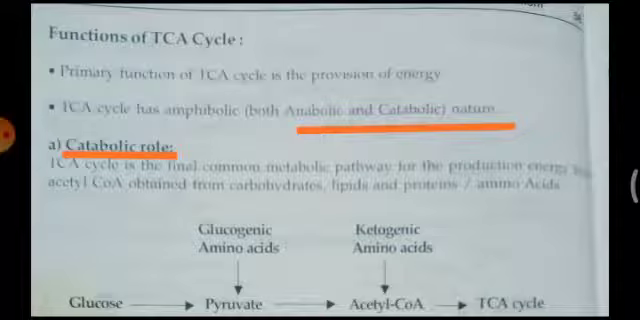This is the importance, significance or function of the TCA cycle. The primary function of the TCA cycle is the provision of energy. So the main function of TCA is to provide energy. It gives lots of energy. One acetyl CoA gives 12 ATPs. And the TCA cycle is an amphibolic pathway. Amphibolic means like amphibians, which can live on land and also in water. Similarly, amphibolic means they perform both catabolic breakdown and anabolic synthesis reactions.